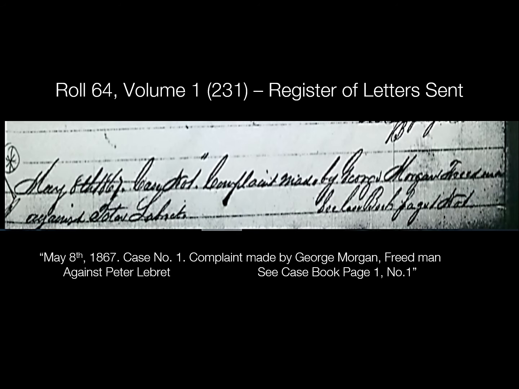And when I turned to the very first page, I lucked out and found this record at the bottom right here about my ancestor George Morgan, who would have been my third great-grandmother's brother. And it actually states May 8th, 1867, case number 1, complaint made by George Morgan, freedman, against Peter Lebret. And we remember that name, also known as P. Lebret and Pierre Lebret. And it says see casebook, page 1, number 1.